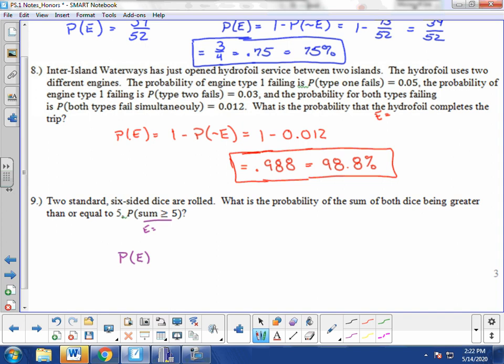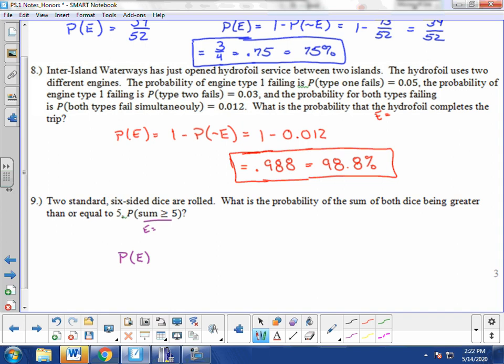Now, the sum is greater than or equal to 5. There are a lot of options that you could get that are greater than or equal to 5. You could roll a 3 and a 3, a 3 and a 4, a 3 and a 5, a 3 and a 6. You could roll a 4 and then a 3, a 4 and a 4, a 4 and a 5, a 4 and a 6. So finding out the total number of ways to get a sum that is greater than or equal to 5 would be a little bit tedious.